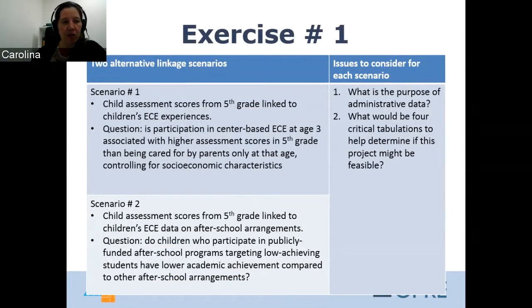Seems to me that in scenario 2, though, you have kind of two different purposes. On one hand, the purpose is for the test scores to serve as your outcome, and in the other, you are trying to assess whether the program is actually targeting the intended population of children. So in that case, the use of administrative data is not exclusively as an outcome. You're trying to evaluate kind of the coverage of the program.